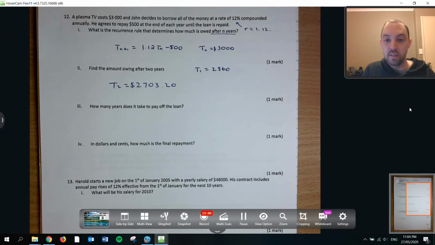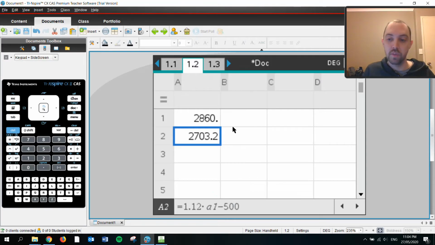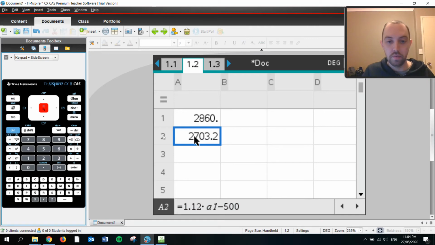How many years does it take to pay off the loan? There you go. We need to make sure that this results in 0 at some stage.